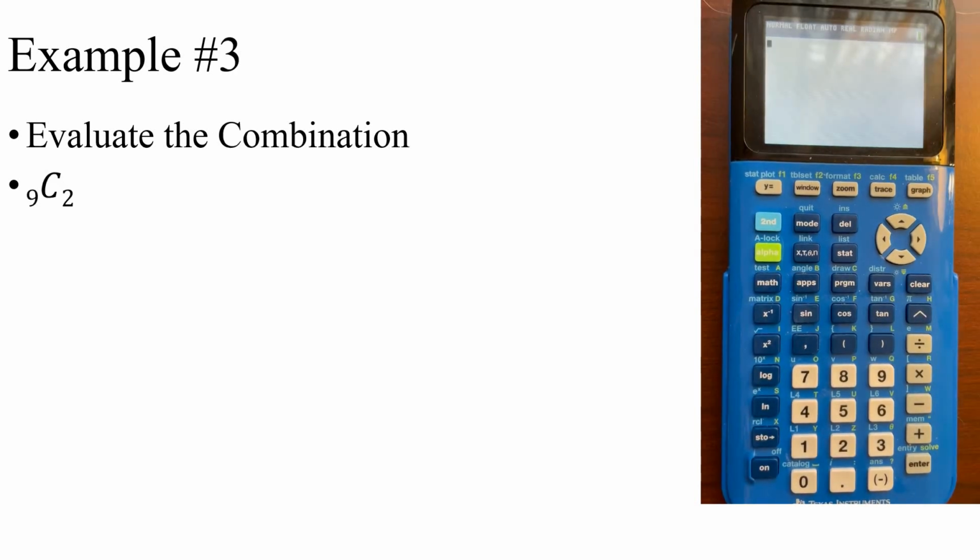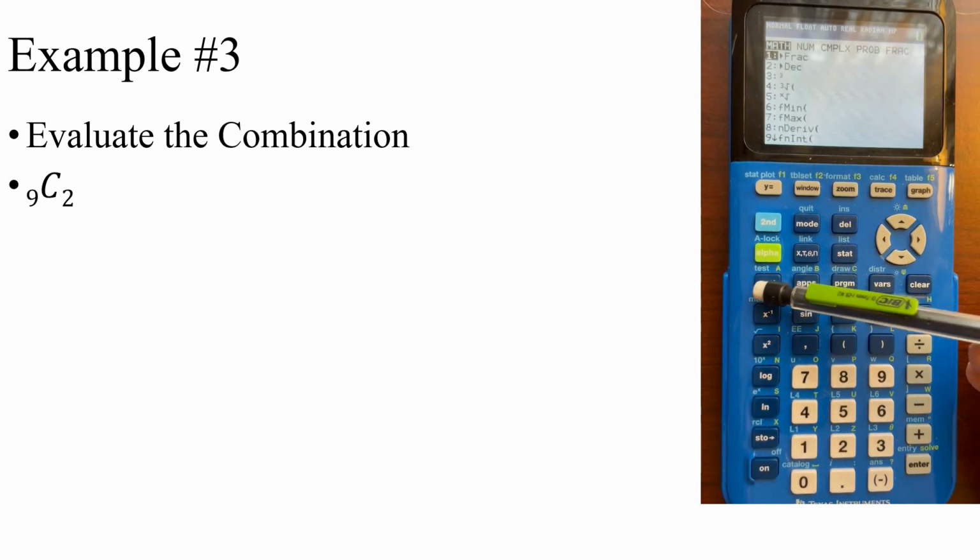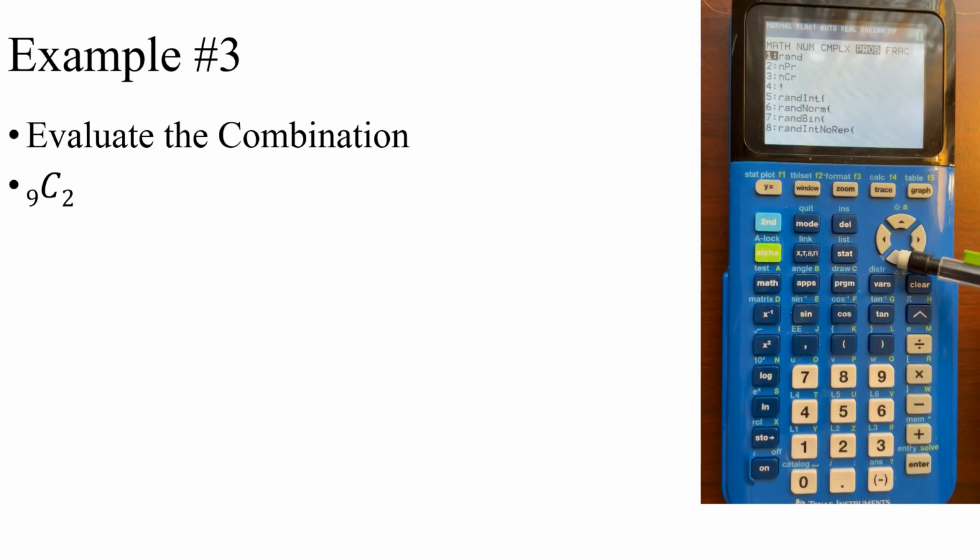All right, so here we want to do 9C2. So we're going to calculate in the same kind of way. I'm back in math print mode for the new 84. So we go over to probability. We select nCr, and again, we fill in the boxes here for the 9 and the 2, and we hit enter, and there's our 36 for 9C2.